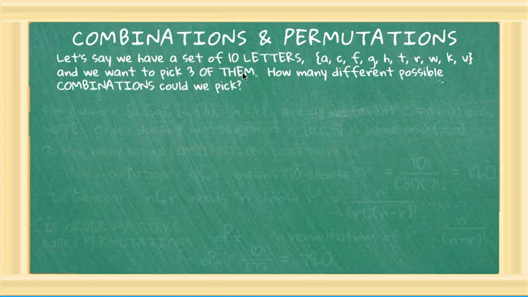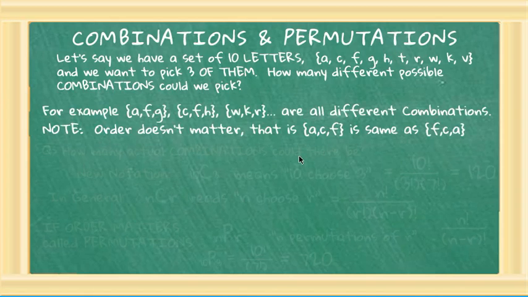That would be an interesting question, and here's how we would calculate that. Let's just look, for example, at A and F and G, C, F and H, W, K and R. There are all these different combinations. One thing to note is that when we say combinations, the order doesn't matter. So ACF and FCA and FAC, any order I put those in doesn't matter. Those are just 3 that I would pick. I don't care which one I picked first or second.